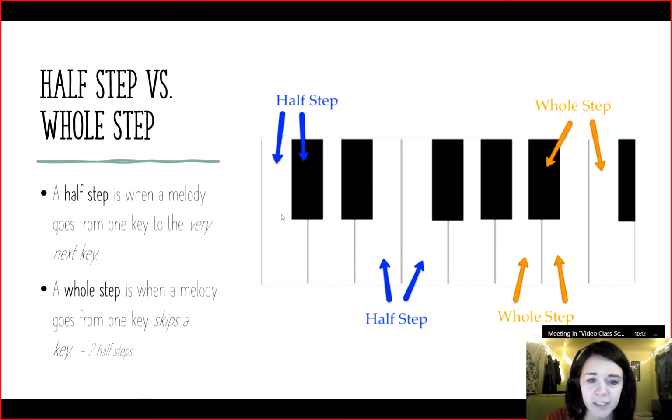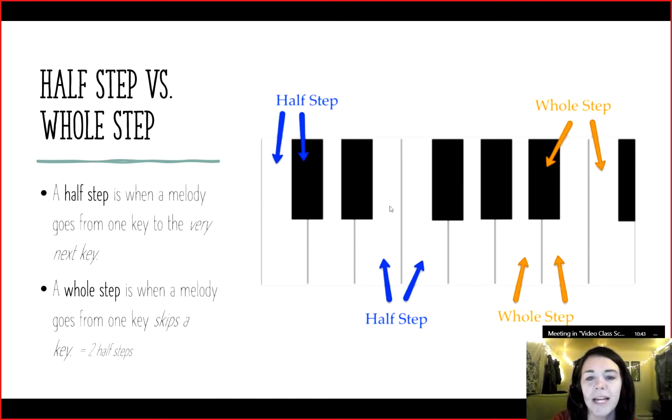So a half step, when we look at the piano keyboard, it's got white keys and black keys. So a half step is when you go from one key to the key right next to it. So these two blue arrows are showing that if I press this key, then play this one, it's going to be a half step. This is actually how you would play the Jaws theme, like ba-da, ba-da. That's a half step. Da-da-da-da-da-da-da. That's a half step.